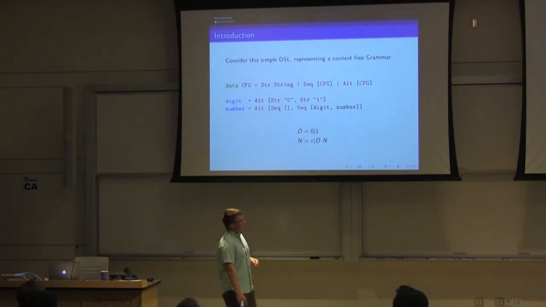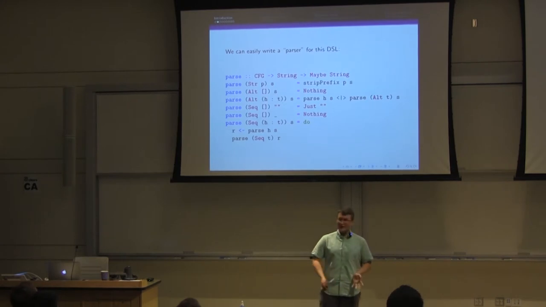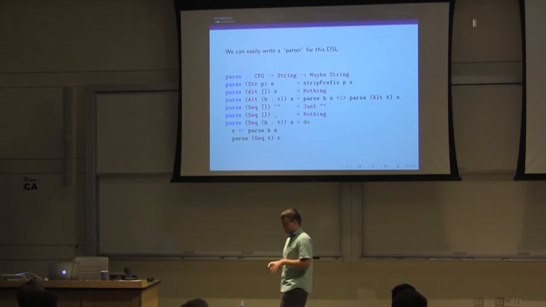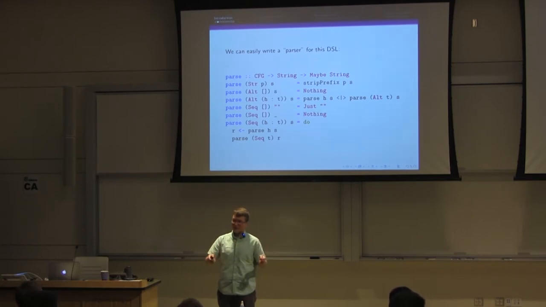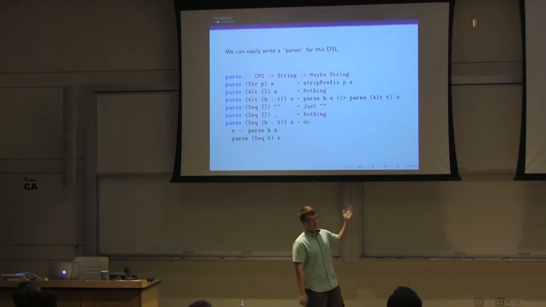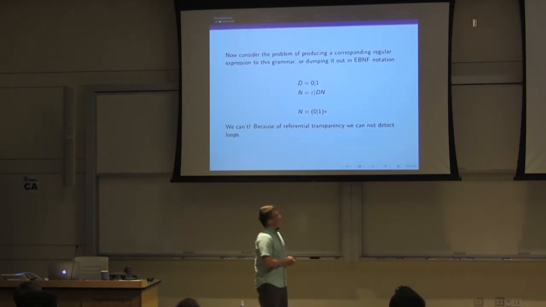It all works out fine as long as you just need to process this DSL in some way and, say, consume an input. As long as you do not need to observe the fact that parts of that DSL refer back to itself, you're totally fine. You can write a parser, or in this particular case more like a matcher, and it works fine.